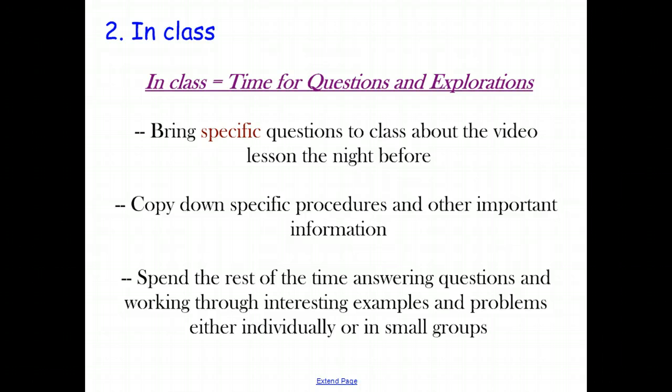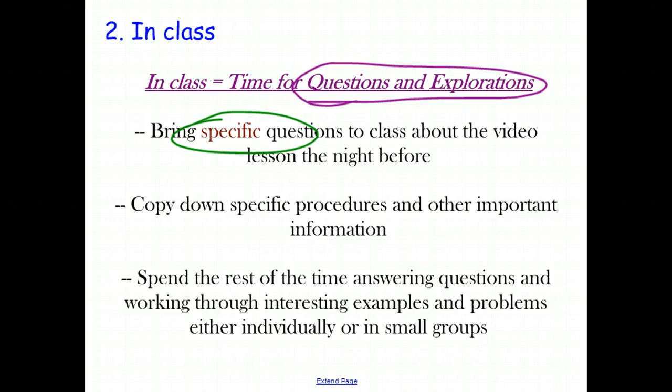The second part is what we do in class. Now, instead of talking about those topics in class, we're going to be talking about them in video lessons. So in class, we have more time for questions that you might have and for any additional exploration that we're going to do of those concepts. So as I mentioned before, it's important that you bring specific questions to class from the video lesson the night before. That way we can go over those before we jump into the next lesson.